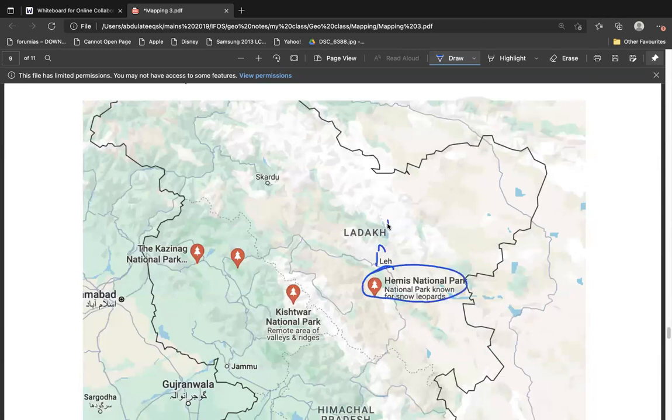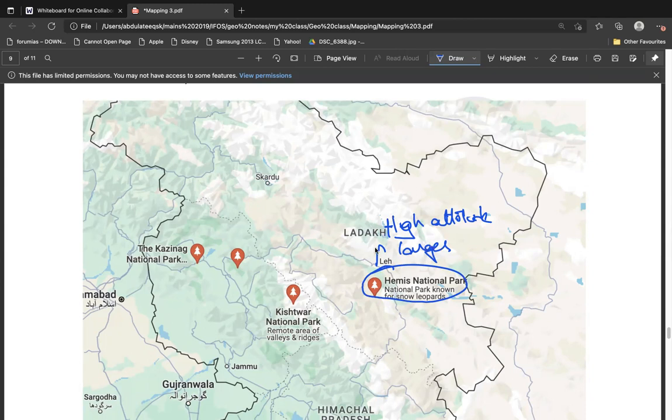This is a high altitude national park, and also the largest national park of India. It is present in the Leh region, because this Ladakh region is so much in the news. So this can be a potential question for the UPSC.